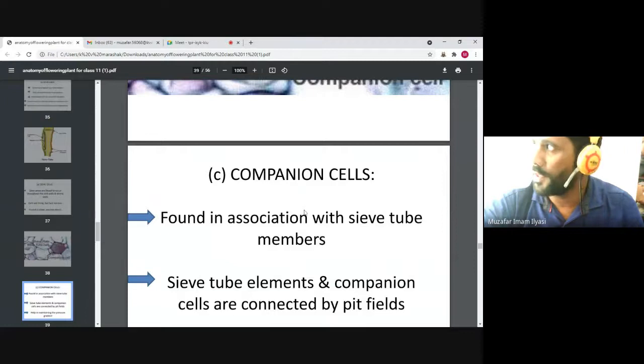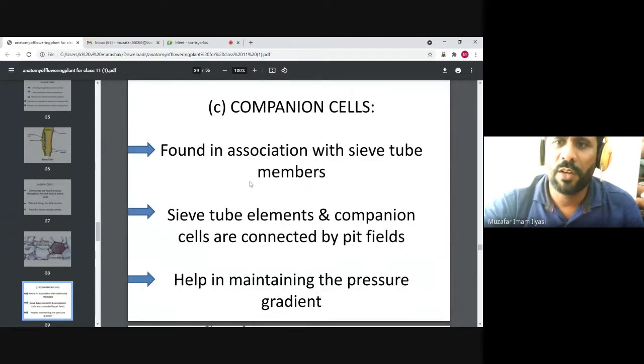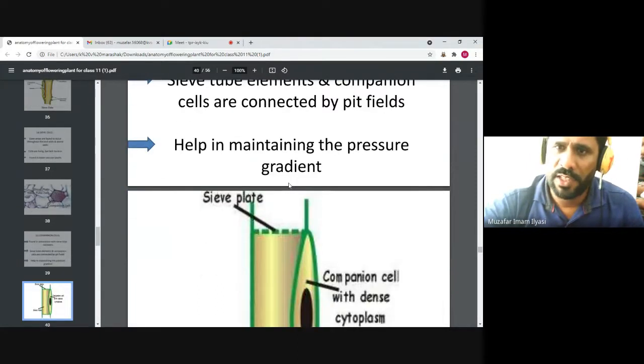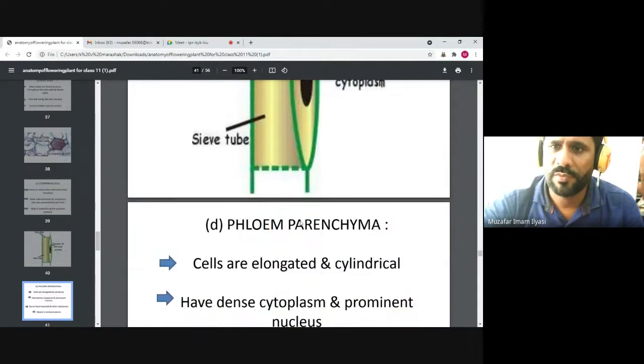Now, the discussion regarding companion cells. These are found in association with sieve tube members. Sieve tube elements and companion cells are connected by pit fields, which help in maintaining the pressure gradient. See here, these are the sieve plates, and this is the companion cell with dense cytoplasm, and this one is the sieve tubes.